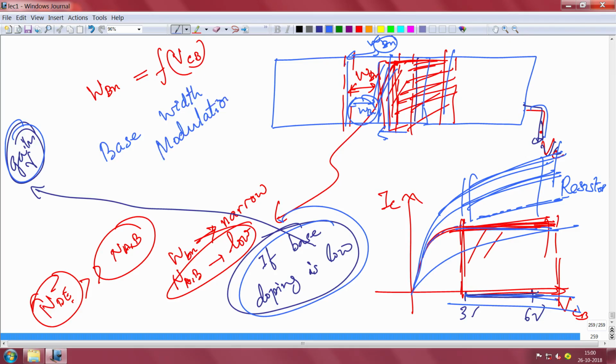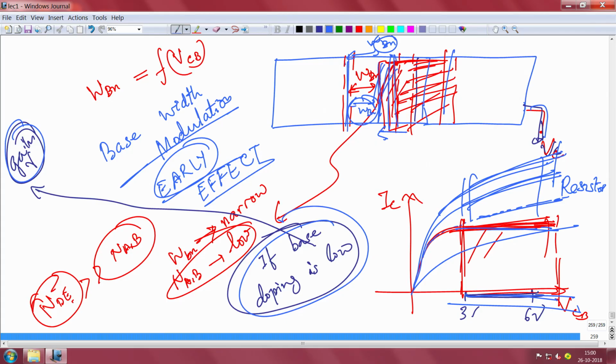This base width modulation is also called the early effect. It is not called the early effect because it is happening early or something. The person who discovered this, his name was Early actually. So, this is an early effect kind of phenomenon, where you basically have a change of base width with the higher doping, and that is why your output current never saturates. It is like a resistor, you defeat the transistor action.